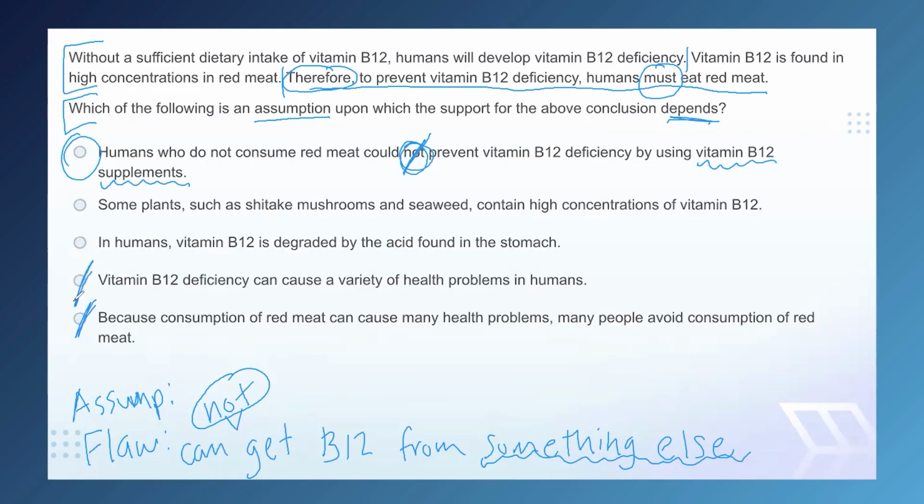Wrong. In humans, vitamin B12 is degraded by the acid found in the stomach. Does not have something else. Not our answer. Some plants, such as shiitake mushrooms and seaweed, oh, hold on, that's interesting, contain high concentrations of vitamin B12. This does have something else in it. But wait, it says it does contain B12? I thought we were looking for something that does not contain B12, somewhere that we could not get vitamin B12. This is the opposite of what we're looking for. Careful with these ones. They're surprisingly deceptive. Not our answer. Now, using our prediction, we can pretty quickly rule out B through E, which gives us yet another confirmation that A is our correct answer.